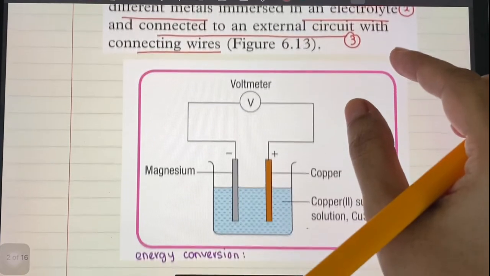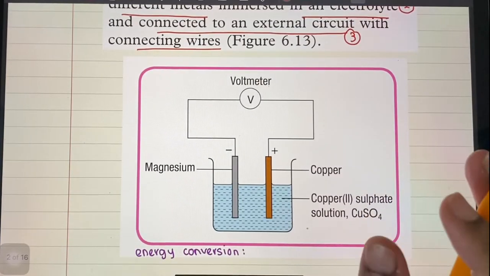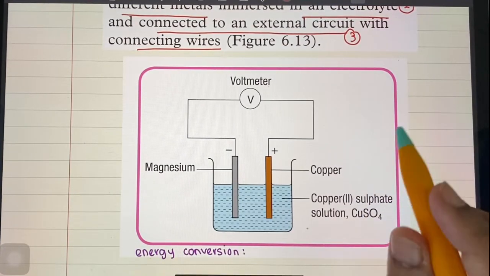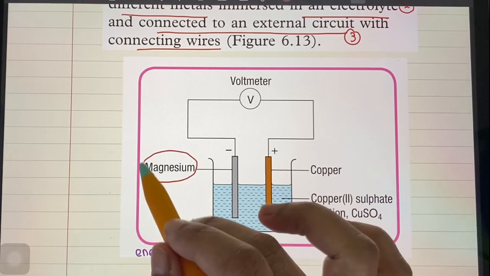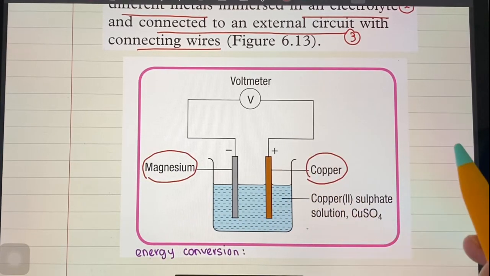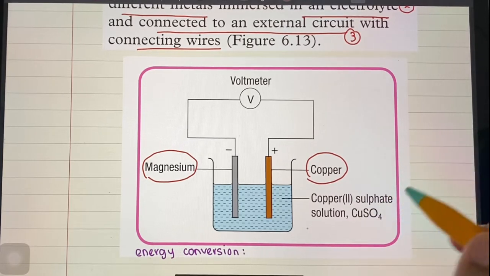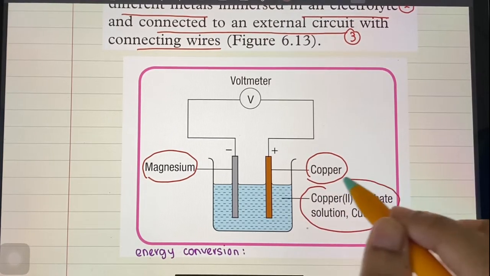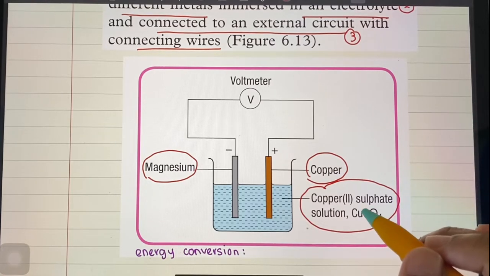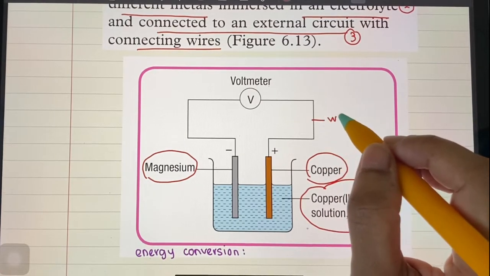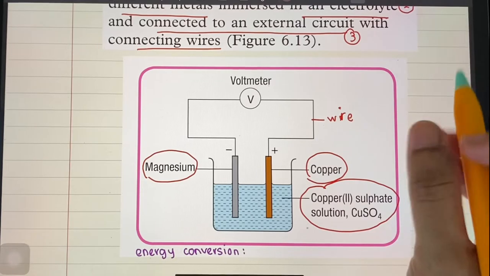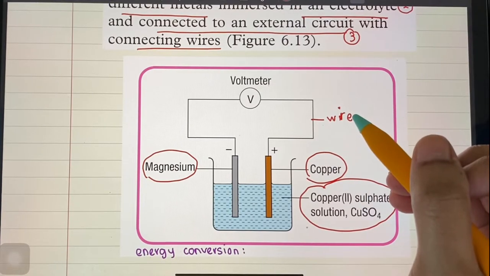So, this is how the chemical cell looks like. First of all, definitely we have two different metals, right? So, magnesium and copper. We also have electrolyte, copper sulfate solution as electrolyte. And here we have a wire, alright, and this wire is for our external circuit.